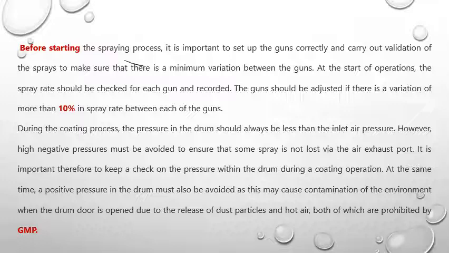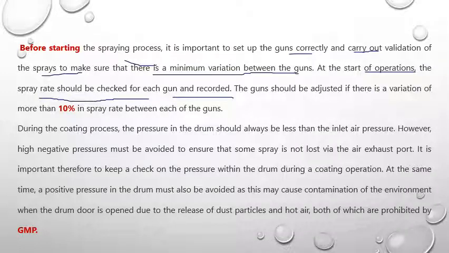Before starting the spraying process, it is important to set the gun correctly and carry out validation of the sprays to make sure that there is minimum variation between the guns. At the start of the operation, the spray rate should be checked for each gun and recorded. The gun should be adjusted if there is a variation of more than 10% in the spray rate between each of the guns.